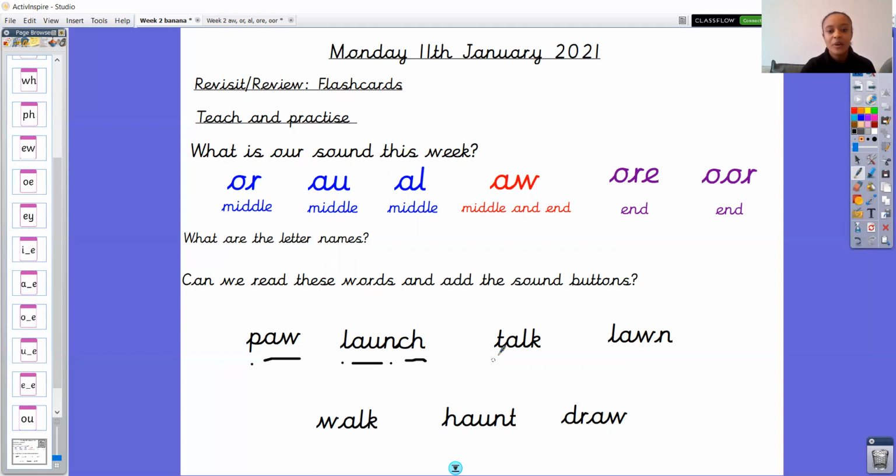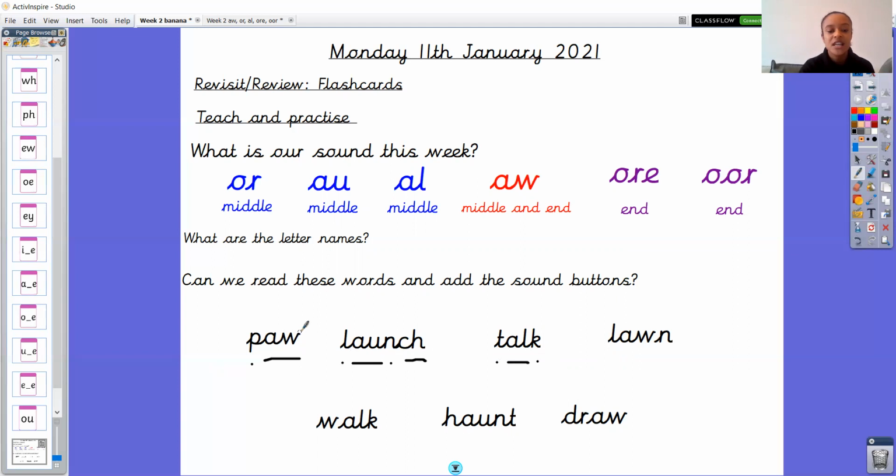Brilliant. Okay, this time we're going with our AL, making the or sound. T, or, talk. Let's use our robot arms. Are you ready? 1, 2, 3. T, or, talk. Fantastic. Next one has got AW again, making that or sound.